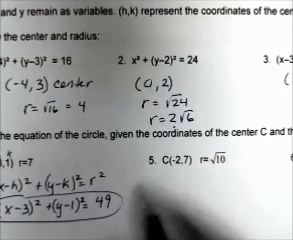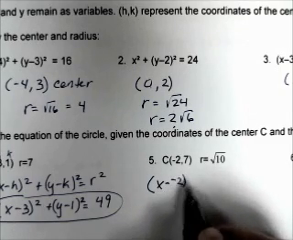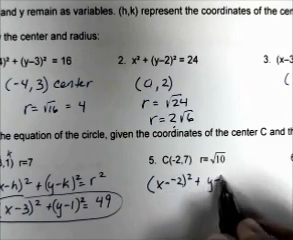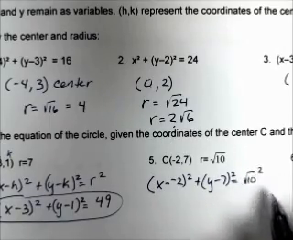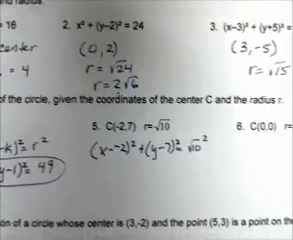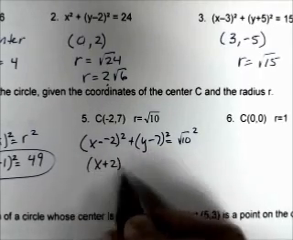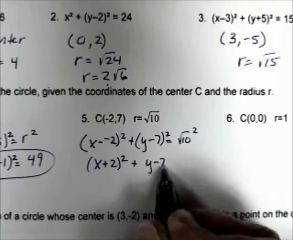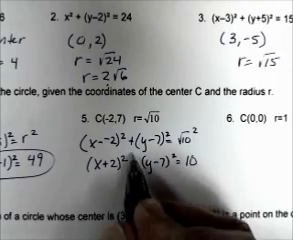Number 5, center is negative 2, 7. (x - (-2))^2 + (y - 7)^2 = r^2, the square root of 10 squared. Let's just clean this up. This is (x + 2)^2 + (y - 7)^2. The square root of 10 squared is 10. This is our equation.